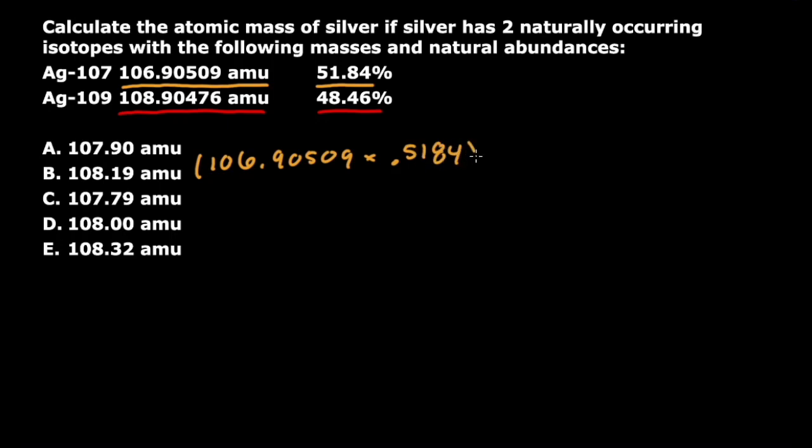So it's going to be 0.5184, and then we'll take that number and add it to the next one, which has an atomic mass of 108.90476, and we're going to multiply that by its natural abundance in decimal form. So that's going to be 0.4846.